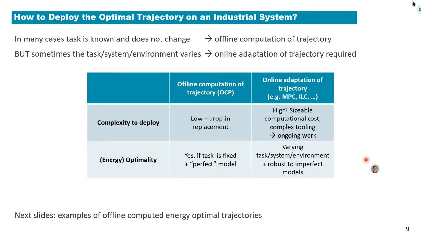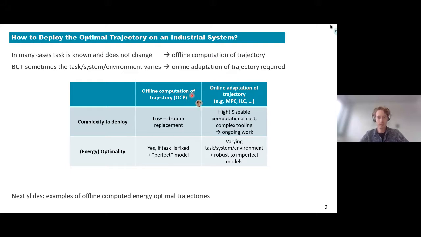I made a little table here to sort of clarify this a bit. So basically, when we do the offline trajectory computation, this is really the, let's say, clear OCP case. The complexity to deploy the trajectory that you find is actually very low. You can put this kind of thing in a lookup table and you can run it on any kind of PLC or industrial controller. There is really no additional challenge once you solve the offline problem. And then the energy optimality that you achieve is actually good. It's even perfect if your model is perfect. But that is only for a given task with a perfect model and also a fixed environment.